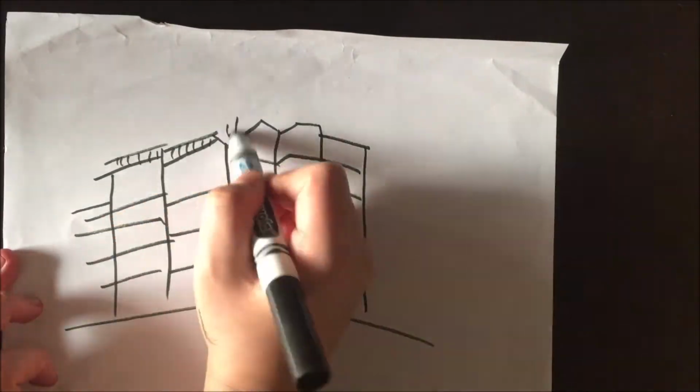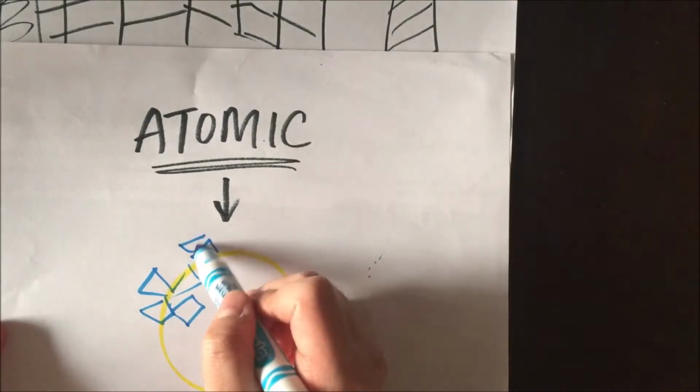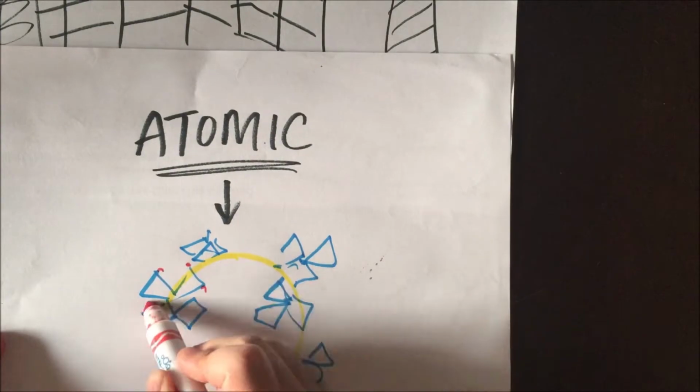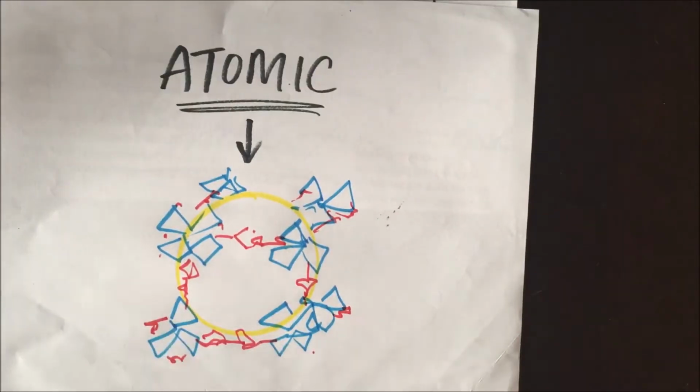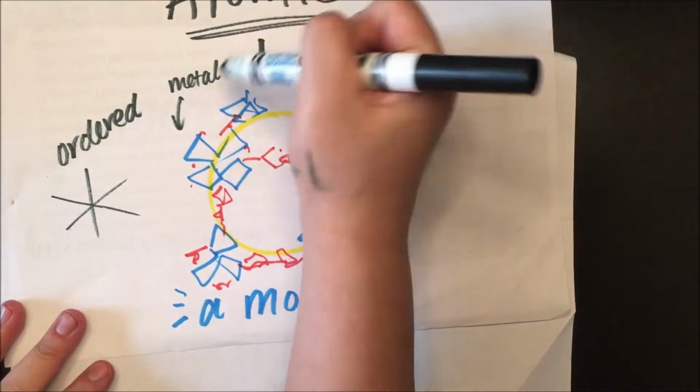Ever appreciated the huge repeating framework of a building under construction? Now imagine that on an atomic scale and you've got a metal organic framework. Metal organic frameworks, or MOFs, have a pretty self-explanatory name. They're enormous ordered lattices of metal ions or clusters of metal ions linked together by organic molecules.